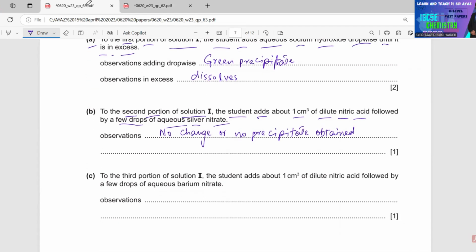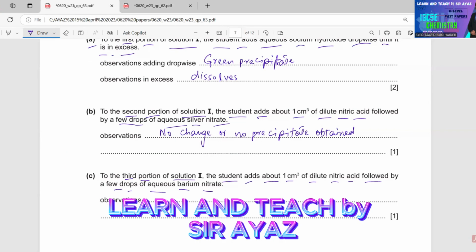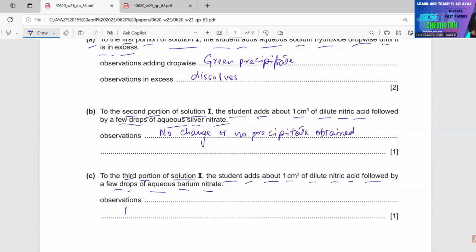Part C. To the third portion of solution I, the student adds about 1 centimeter cube of dilute nitric acid, followed by a few drops of aqueous barium nitrate. Observations. Now here we have chromium 3 sulfate. The test must be of the sulfate ion. For the test for the sulfate ion, you have to acidify it with dilute nitric acid and then add aqueous barium nitrate. The result will be a white precipitate. So you write white precipitate here.